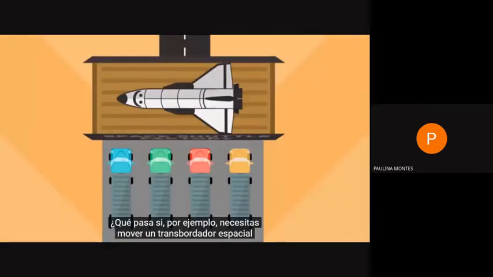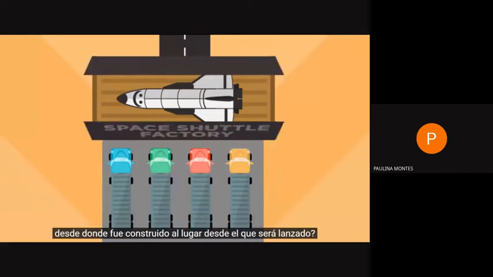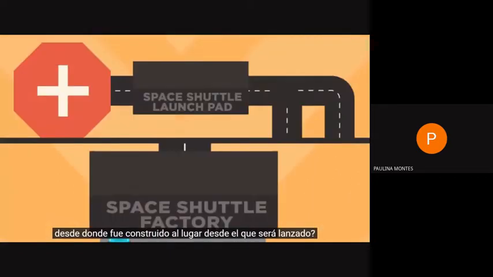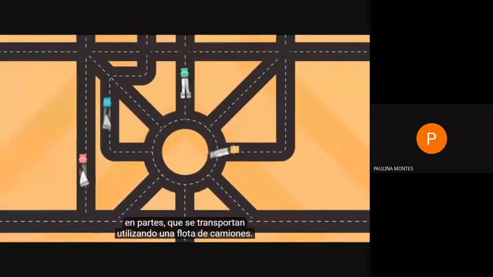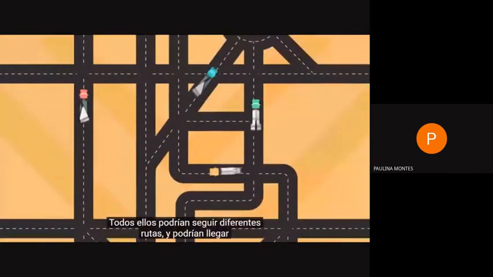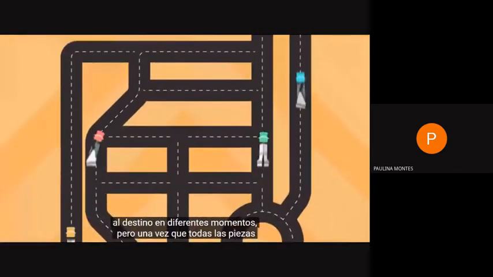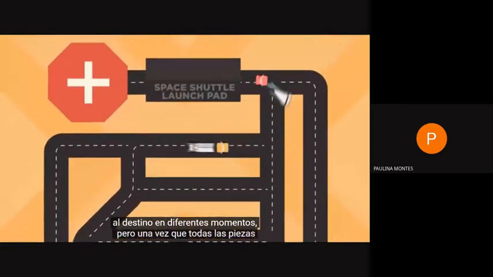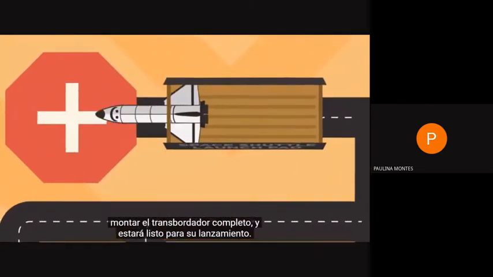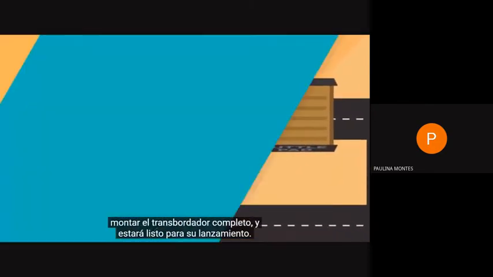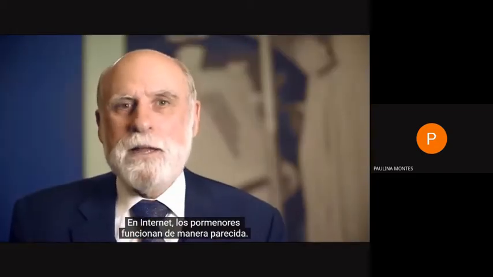What if, for example, you need to move a space shuttle from where it was built to where it will be launched? The shuttle won't fit in one truck, so it needs to be broken down into pieces, transported using a fleet of trucks. They could all take different routes and might get to the destination at different times, but once all the pieces are there, you can reassemble the pieces into the complete shuttle and it will be ready for launch. On the internet, the details work similarly.